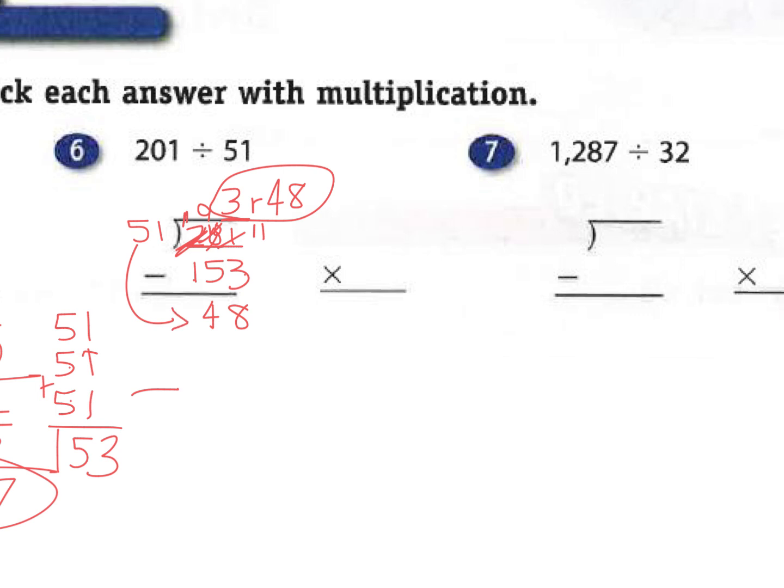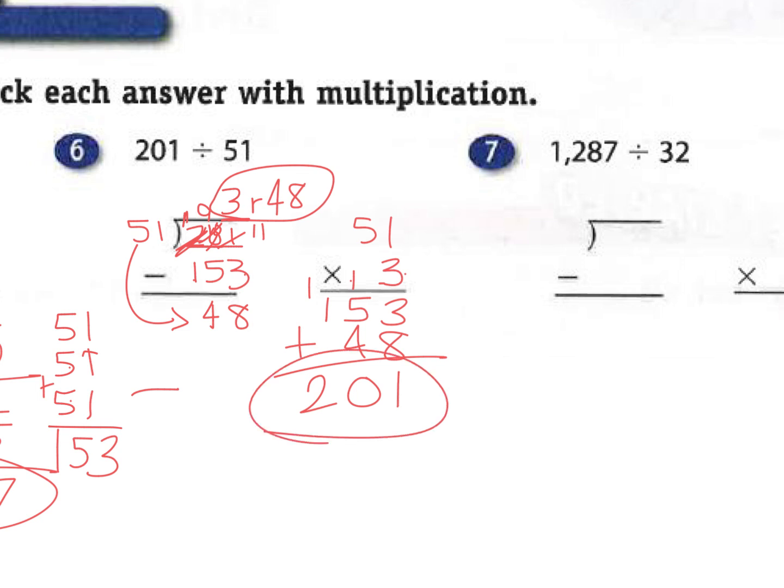So now let's check our answer. We're going to do 51 times 3. So 3 times 1 is 3. 1 times 5 is 15. And then we have to add the remainder. 3 plus 8 is 11. Carry that. 1 plus 5 is 6, plus 4 is 10. 1 plus 1 is 2. Did we get the correct answer?